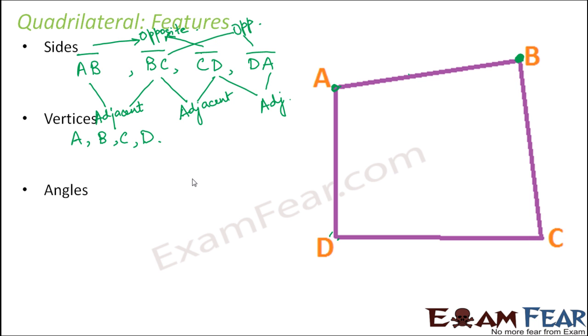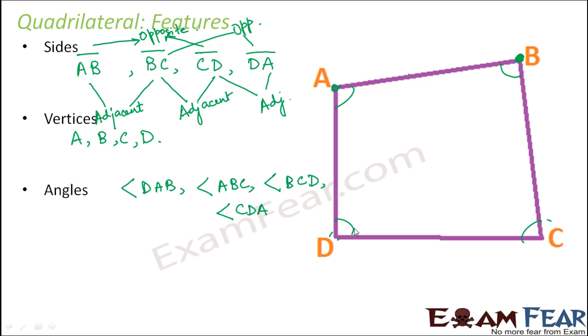Third, angles. So which are the angles that are involved here? So we have 4 interior angles involved here. So let us try to name the angles. Angle DAB, angle ABC, angle BCD, and angle CDA. So these are the 4 angles which are involved here.